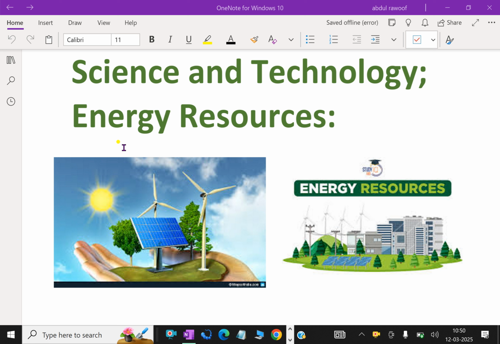In science and technology, let us discuss energy resources. Energy is the capacity to do work and is required for life processes. And an energy resource is something that can produce heat, power life, move objects, or produce electricity. Matter that stores energy is called a fuel.